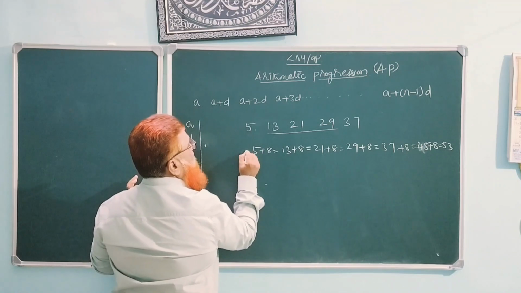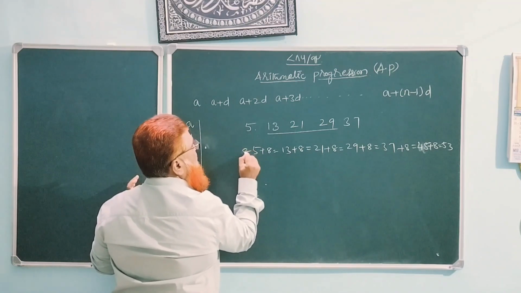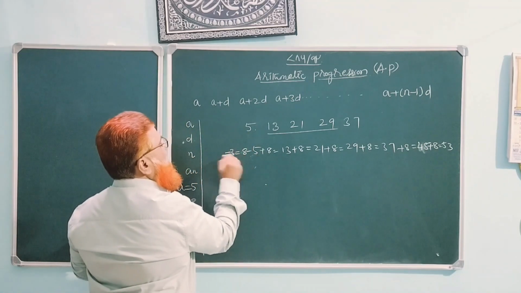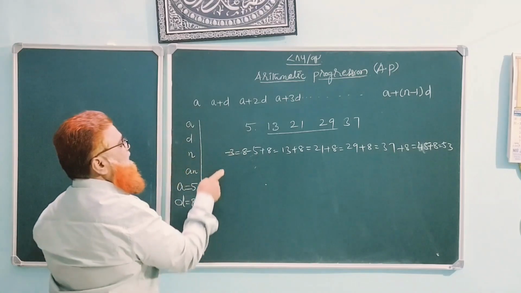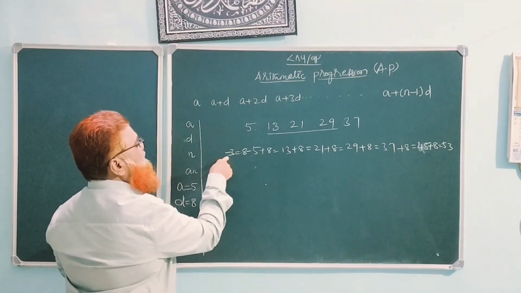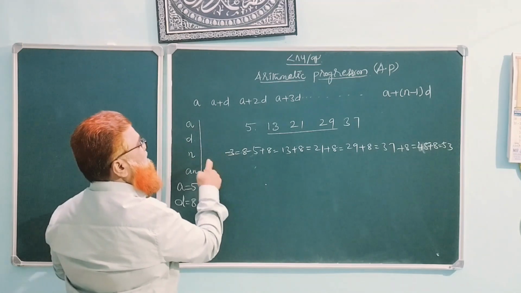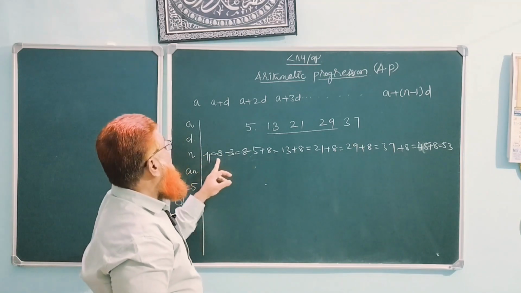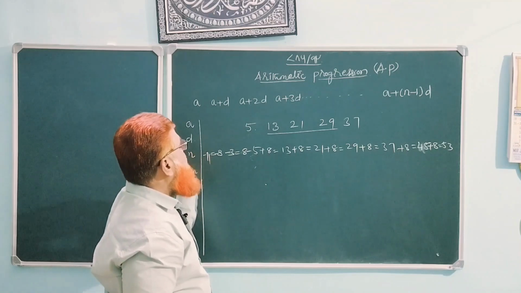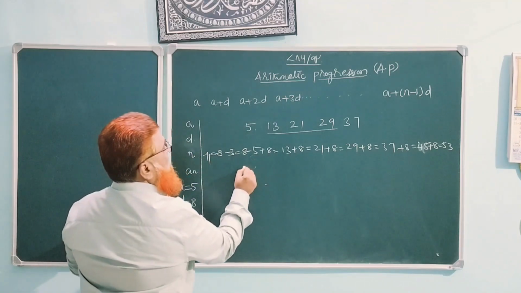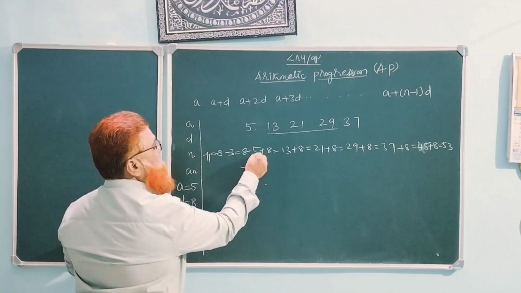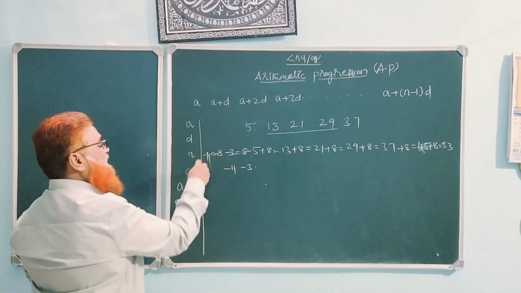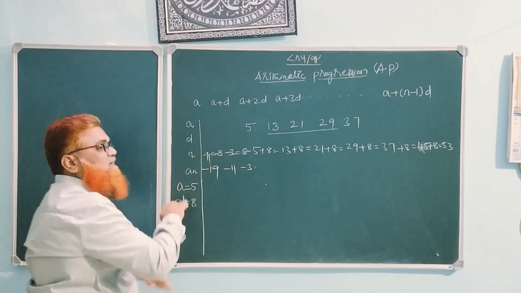5 minus 8 is equal to minus 3. Then again subtract another 8 from minus 3, and it will be minus 11. So minus 3 is the preceding term to 5, minus 11 is the preceding term to minus 3, and minus 19 is another term.